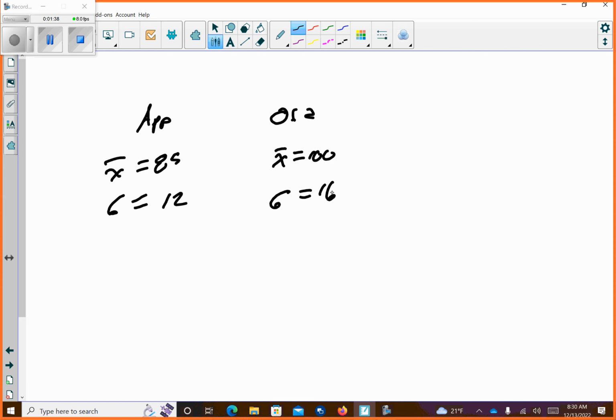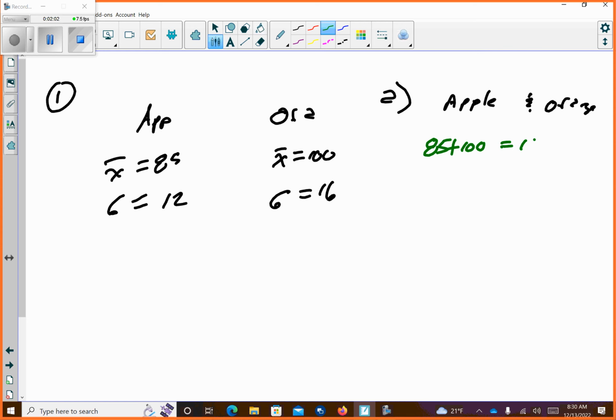All right. Find the mean and standard deviation of each. The total weight of an apple and an orange. So this is from problem number 1, 1A. Apple and orange. Okay, so if we have apple and orange, we will add the means together to get 185. So this is the new mean of the combined apple and orange. How do I find the standard deviation? What's different on the standard deviation?